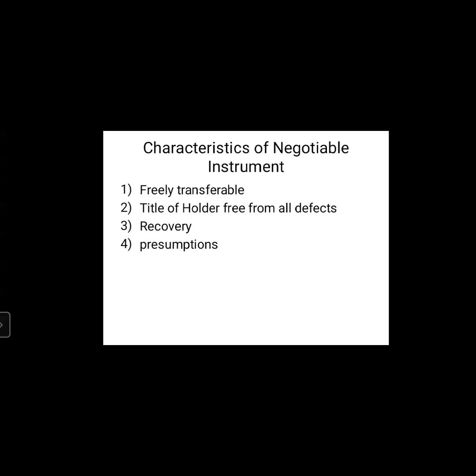If it is not present, then it cannot be called a negotiable instrument. A check is released, a check is issued, but no date is there, or date is there but signature is not there. Date and signature are there, name is not there. If such a thing happens, that is not a valid negotiable instrument. So presumption means the essential elements which make a negotiable instrument a valid instrument.